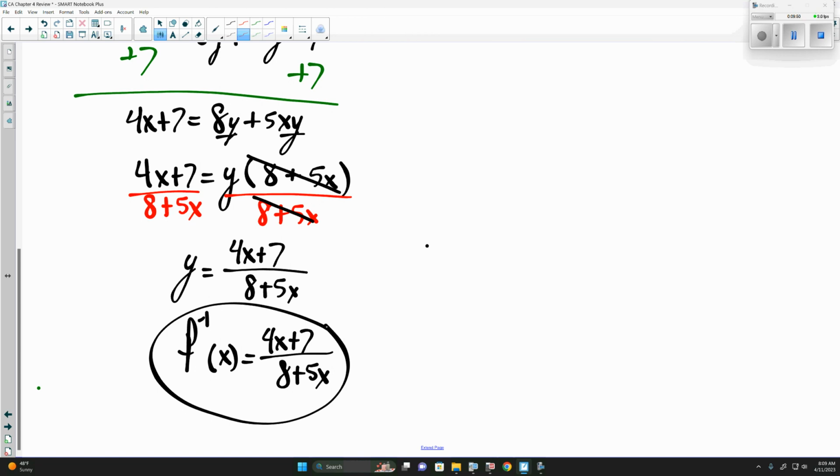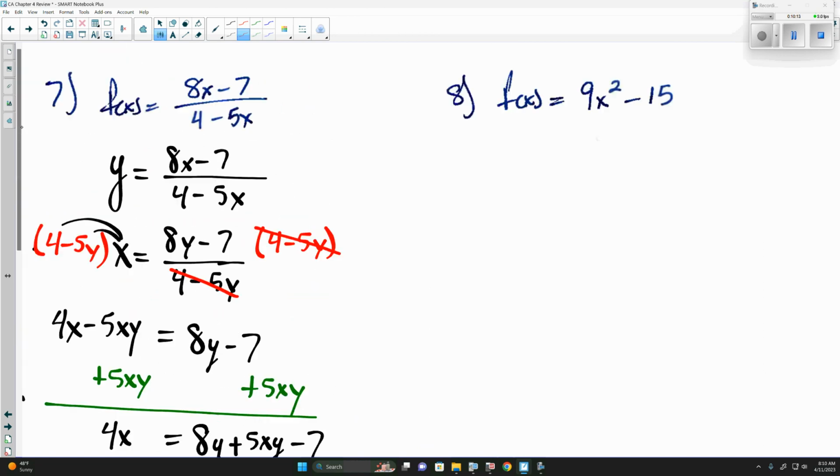Any questions on any of these inverses? Any questions over anything we've done so far? Questions over number 8? Or do we feel good with number 8?